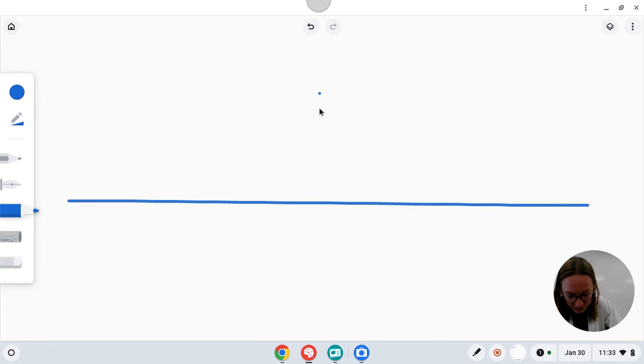Nailing it. Yes. So much success right now. This is so super awesome. Miss Wilson can use a ruler.